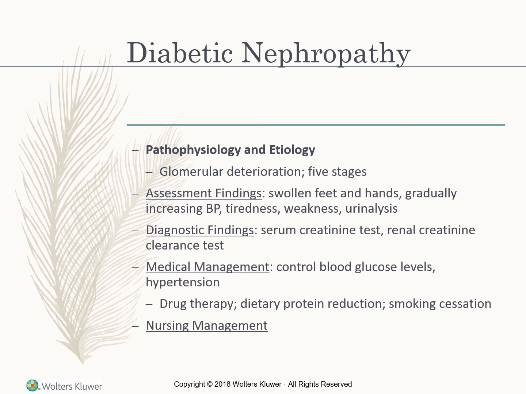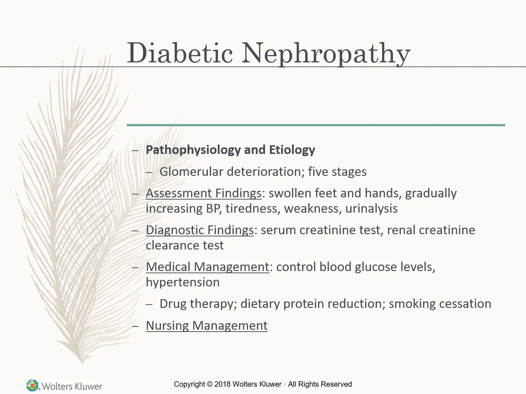Now, in assessing in the early stages, the patient won't really show any kind of obvious signs and symptoms, but eventually you'll start to notice that their hands and their feet are swollen. And this happens because they're losing albumin. Now, albumin, if you remember, pulls water into the vascular system. If we don't have that much albumin anymore, then where's the fluid going to go, right? Also, you'll find that their blood pressure will increase gradually. They'll complain of being tired and very weak.